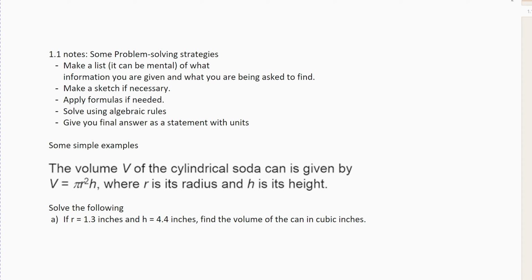And then solve using your algebraic rules, solve using your order of operations. And then when it's all said and done, in application problems your numbers have meaning, so you should always give your final answer with units. Simplified as a statement, this is the answer with the correct units. If it's centimeters, make sure you put centimeters. If it's a percent, make sure you put a percent. If it's time in years, make sure you put time in years, and so on. So always make sure your statement is with appropriate units.